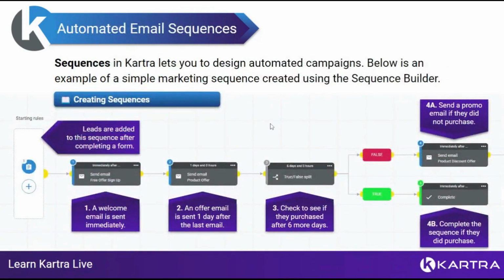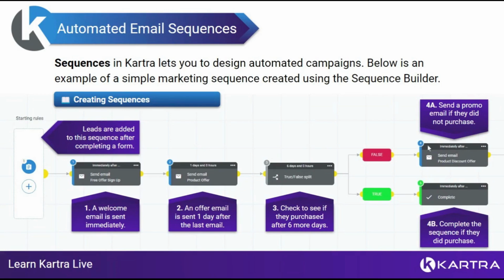And email sequences. Email sequences are probably one of Kartra's best features. I think a lot of people get Kartra for the sequences and the membership features. Sequences are pretty much automated email funnels, right? They could be as simple or as complicated as you need them to be. For example, if you just want to send one automated email when somebody completes an action, you can just set up a sequence with one email, and that email will go out whenever somebody reaches those starting rules.